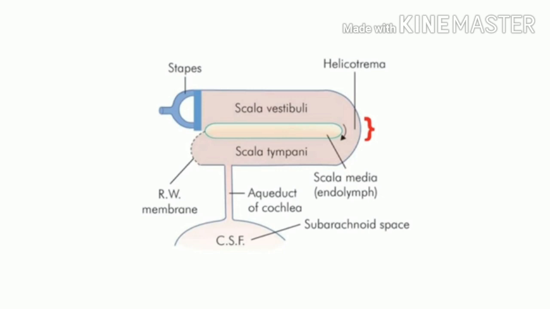Now look at this picture, that is the helicotrema. What is the helicotrema? The scala vestibuli and scala tympani are filled with perilymph and communicate with each other at the apex of the cochlea through an opening, and that is called the helicotrema. So we can say that the helicotrema is the connecting link between scala vestibuli and scala tympani.